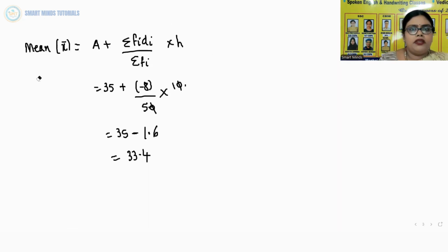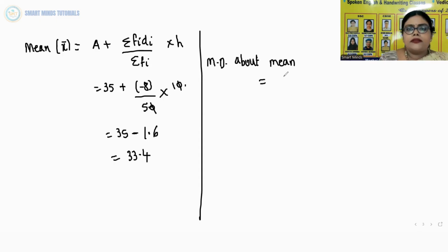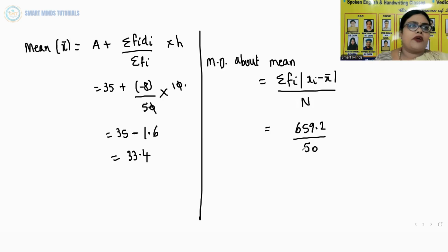Now we need to find the mean deviation about the mean. So for the mean deviation about the mean, what is the formula? Sigma fi mod xi minus x bar by n. So sigma fi mod xi minus x bar is 659.2 divided by n, which is 50. N or sigma fi, anything is one and the same. Now how to solve this? Remove the decimal and put a 0. So this will become 6592 divided by 500. Now we will do the division.